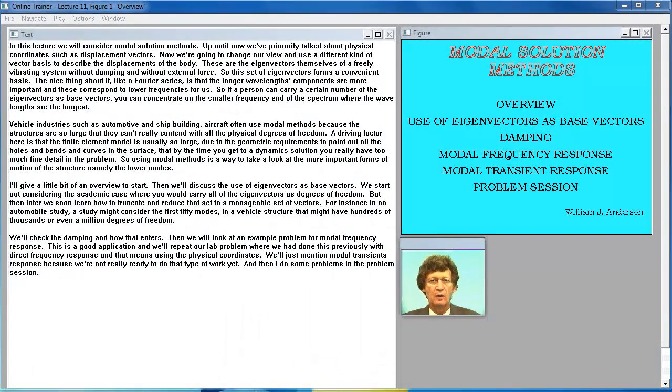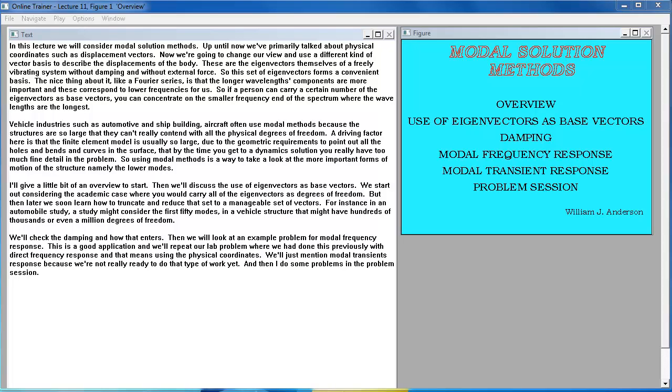In this lecture, we will consider modal solution methods. Up until now, we've primarily talked about physical coordinates such as displacement vectors. Now we're going to change our view and use a different kind of vector basis to describe the displacements of the body. These are the eigenvectors themselves of a freely vibrating system without damping and without external force. So this set of eigenvectors forms a convenient vector basis.